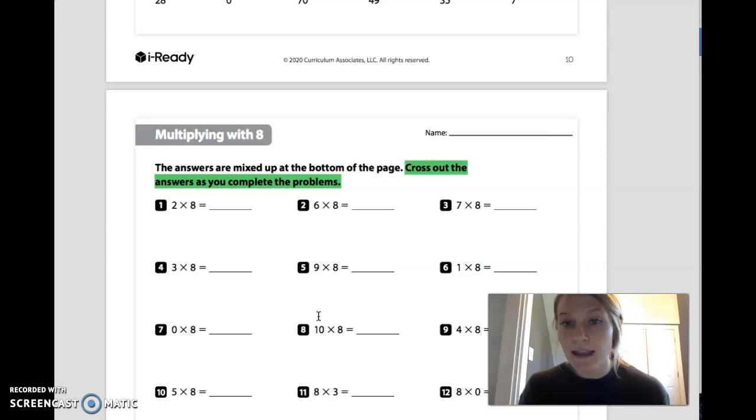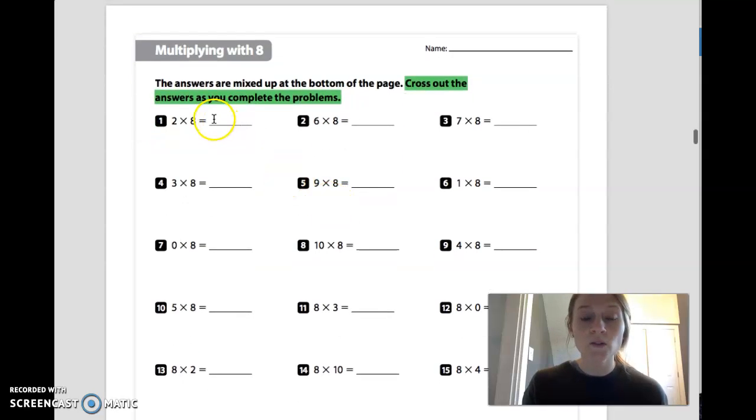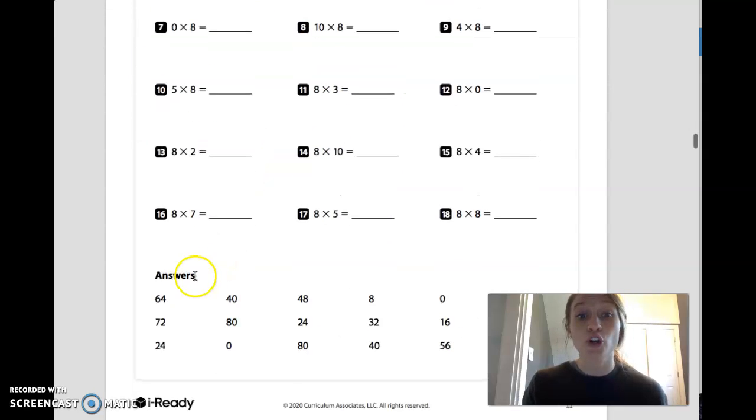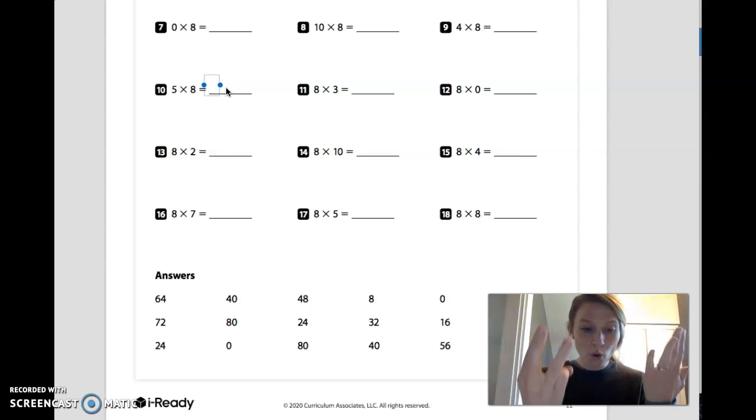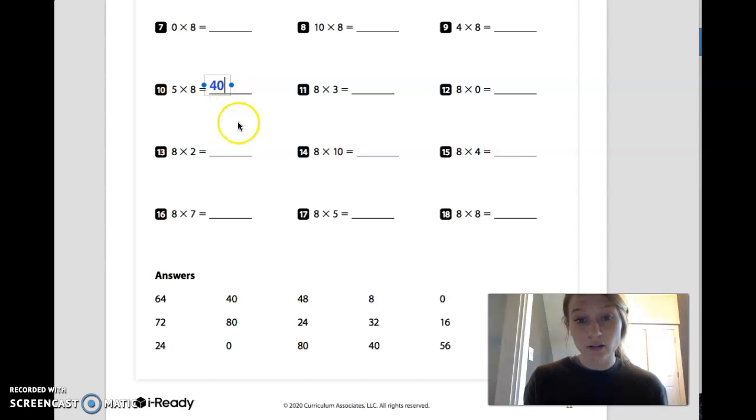Okay, same thing, times 8. You're going to go ahead and solve the problems, but then you're going to cross out the answers. So if I know 8 times 5, 5, 10, 15, 20, 25, 30, 35, 40. I just did repeated addition. So there's 40 right there. So I got to cross that out, make sure I get my answer down.